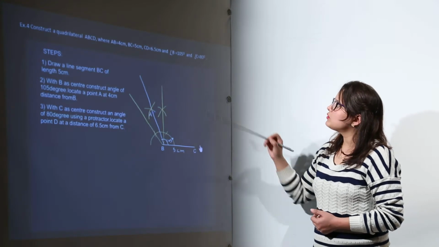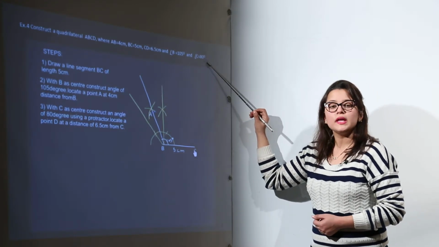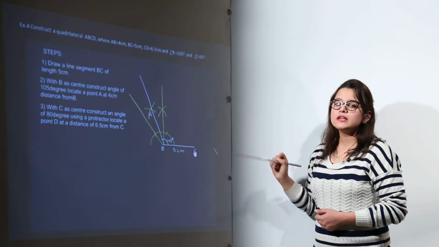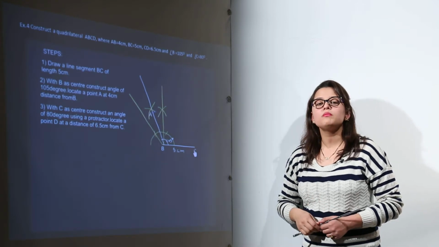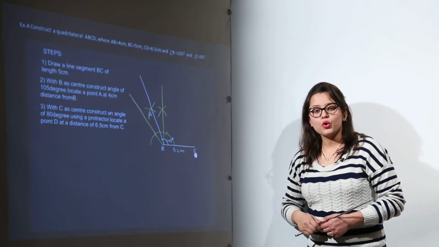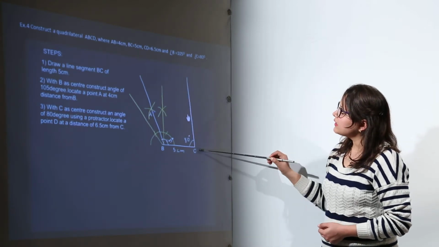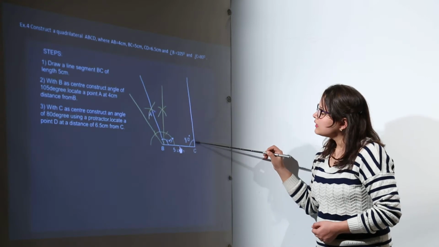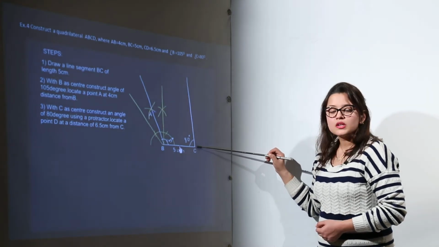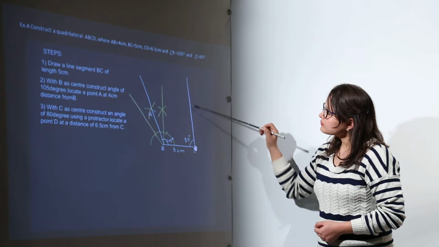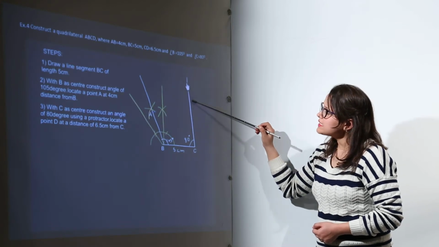Similarly, the next step would be to construct angle C equal to 80 degrees. Now 80 degrees cannot be made by the compass, so what we do is we take the help of a protractor. With the protractor we have made the angle of 80 degrees. Now my next point D is going to lie on this angle of 80 degrees.